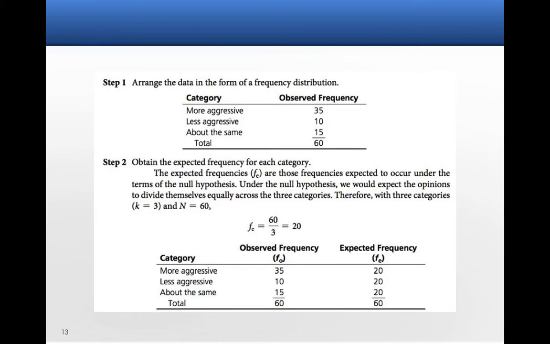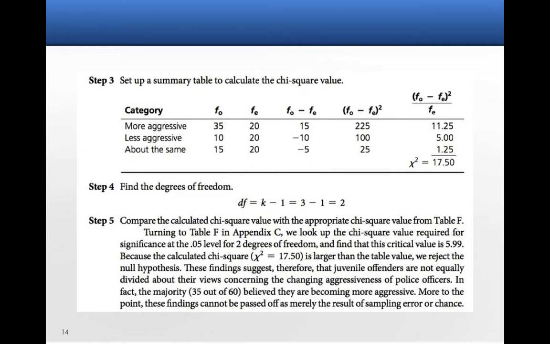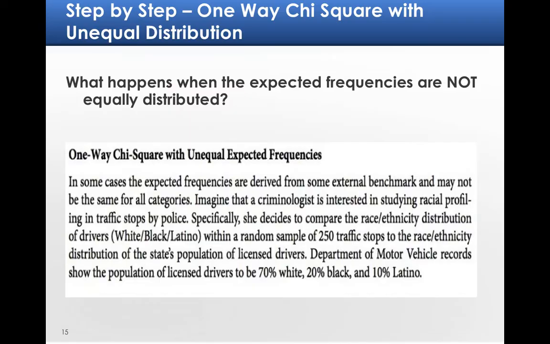We're going to move to the next step and set up that table. We subtract the expected from the observed, square it, and then divide it by the expected. In this case, our chi-square is 17.5. Degrees of freedom here is 2 because we have 3 categories. Let's go back to our table. The critical value here is 5.99. We more than exceed that, because our chi-square is 17.5. So yes, these findings cannot be passed off as just chance.